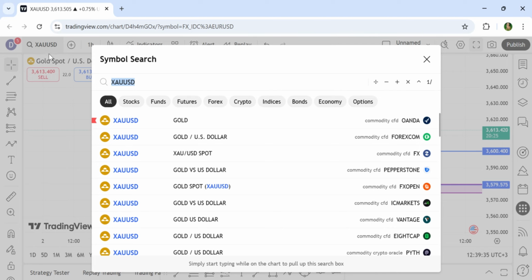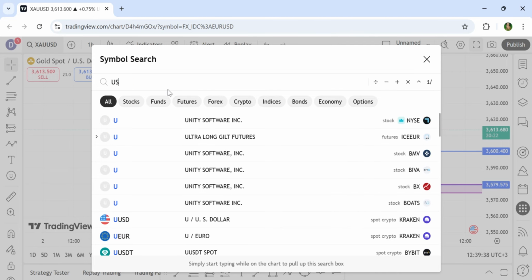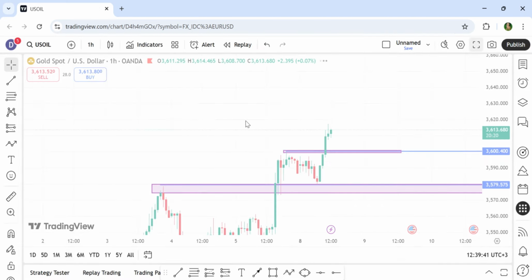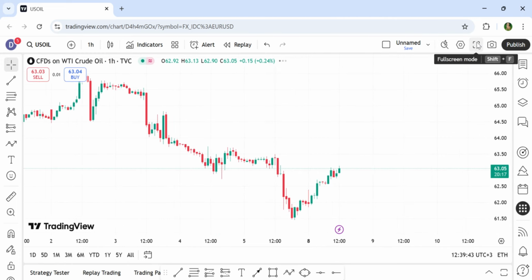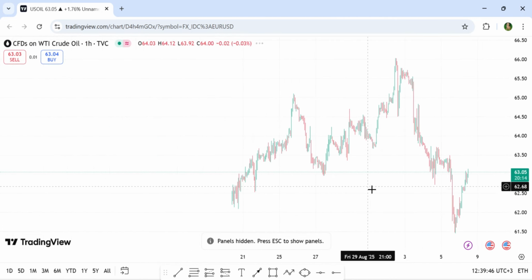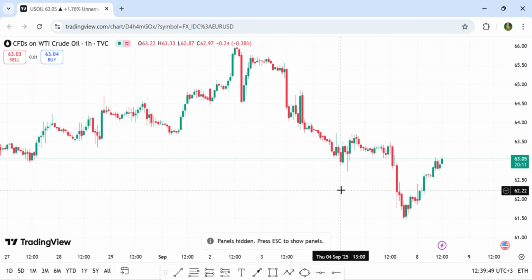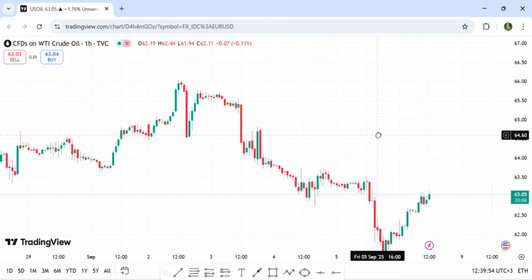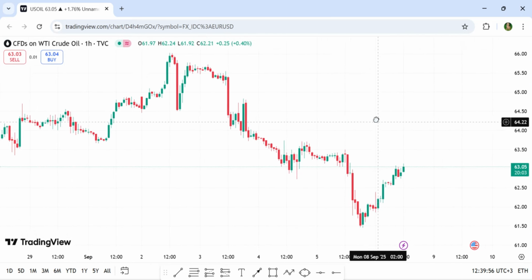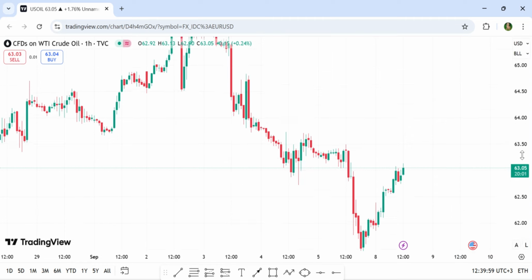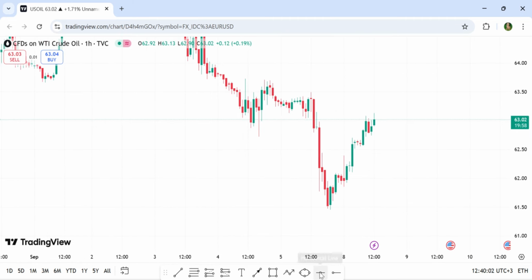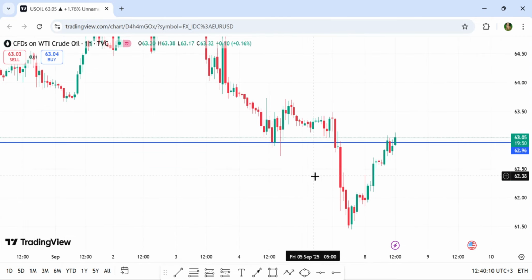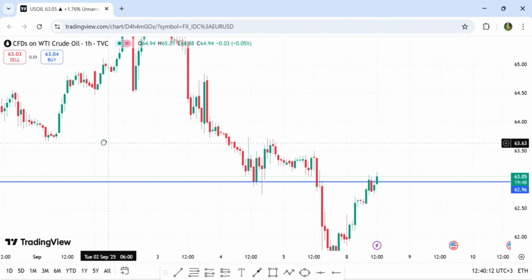Then let's look at US oil. And then on oil, we do not have very clear patterns, but just from the glimpse, you can already see it's in an uptrend, it's pushing up. We had this level whereby we are expecting some sort of retest, but it's somehow breaking above that resistance line.